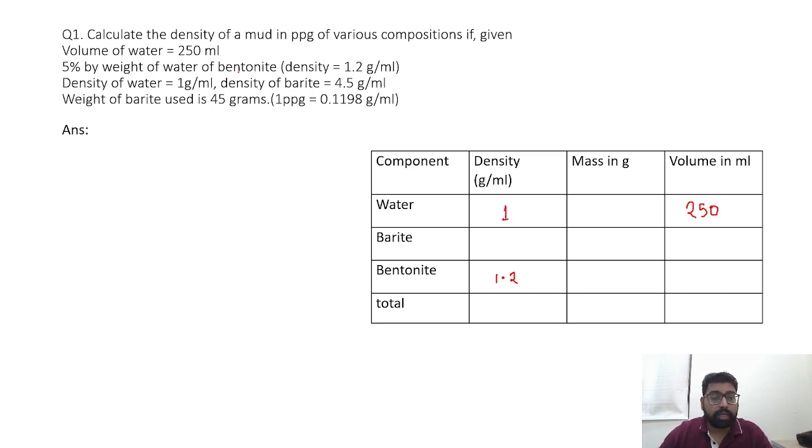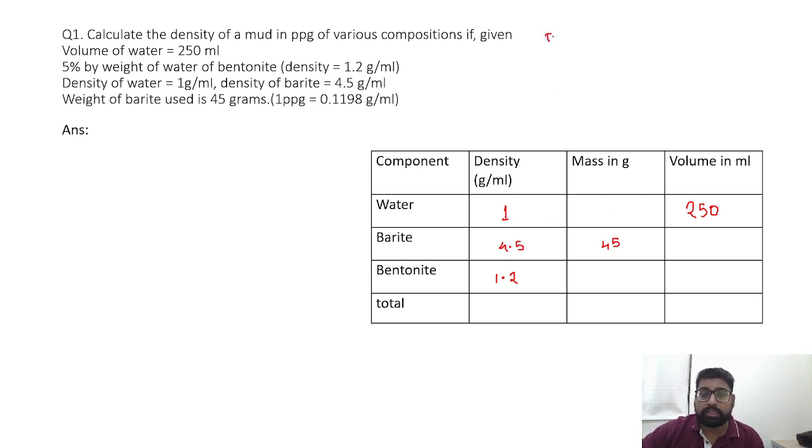Okay. Next, what we have is density of barite. So density of barite here we have it as 4.5. Next, what we have is weight of barite as 45 grams. Okay, so weight is mass, basically 45 grams. Now, let's start by finding the mass of water.